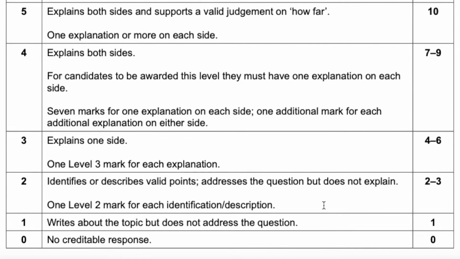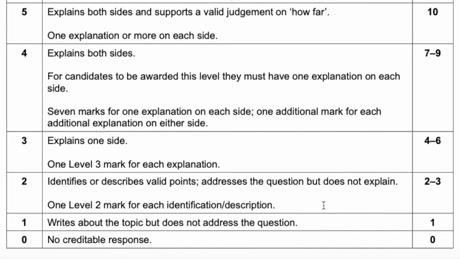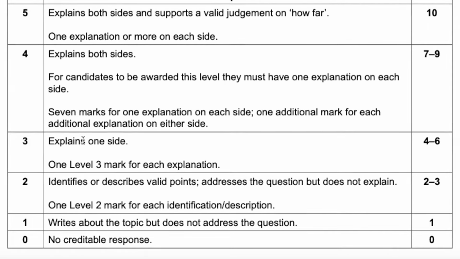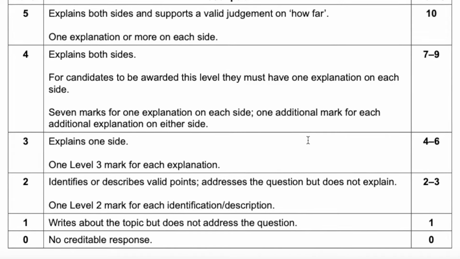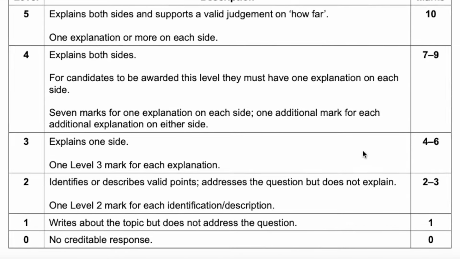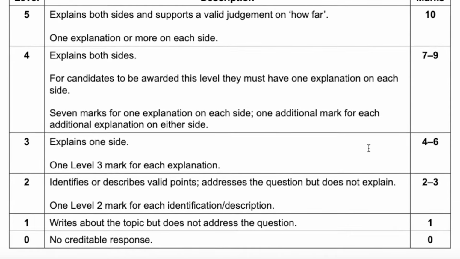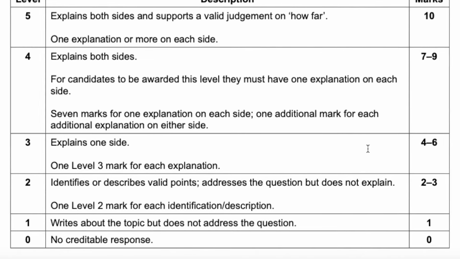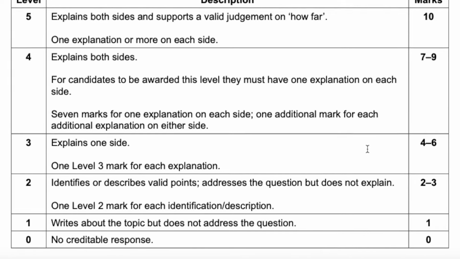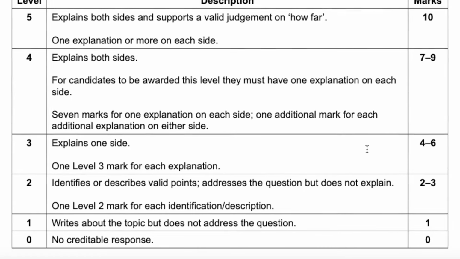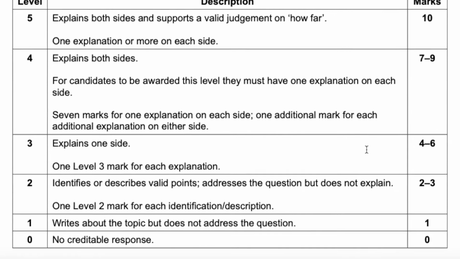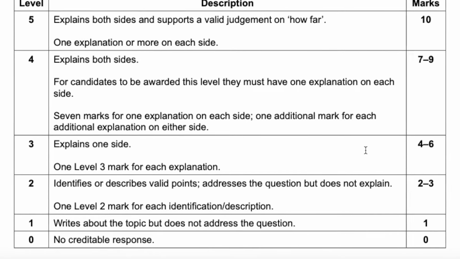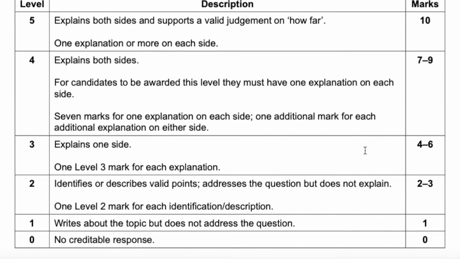All right. Going up to level 3, explains one side. 1 level 3 mark for each explanation. We're getting up there a little bit, but you wouldn't be thrilled with getting a 4 out of 10, a 5 out of 10, or a 6 out of 10. For the questions that we'll look at, Britain and France, if you just say it was all Britain and France's fault, they were totally to blame for this, that would be a one-sided argument, and you don't want to do that. There were other factors.